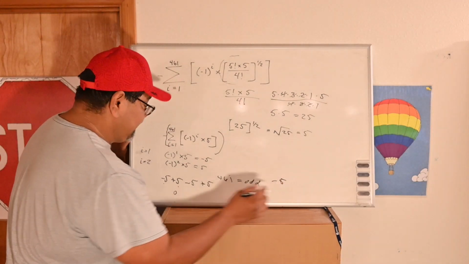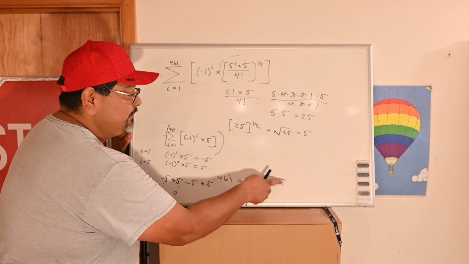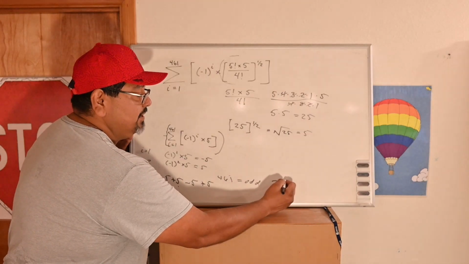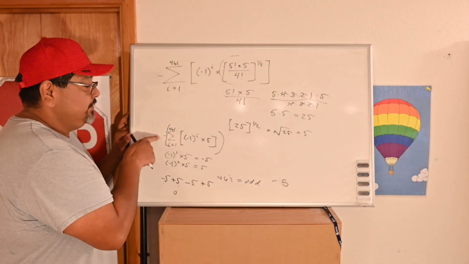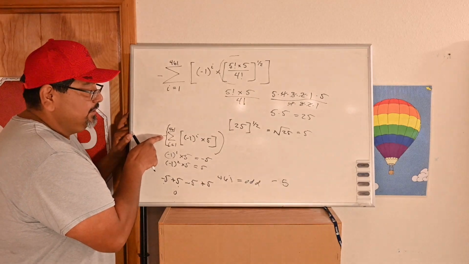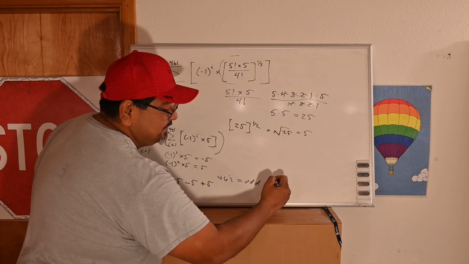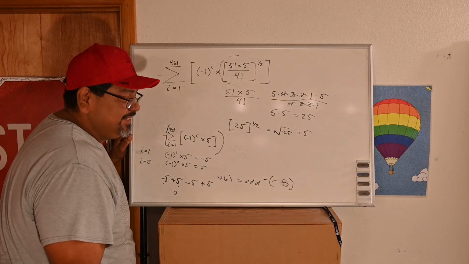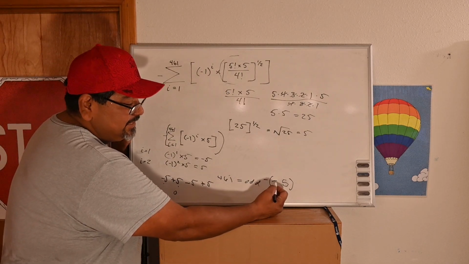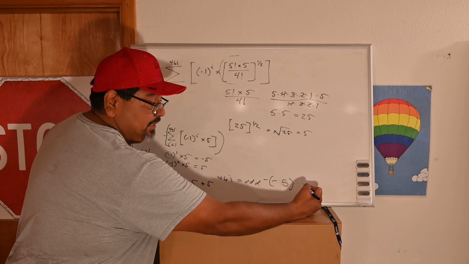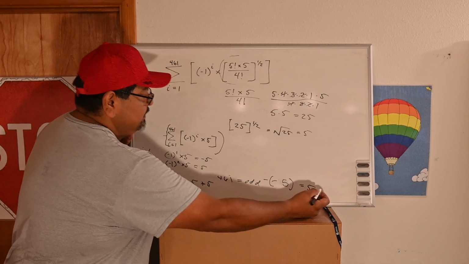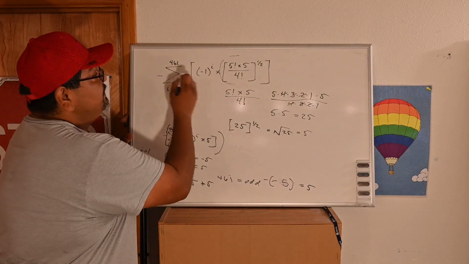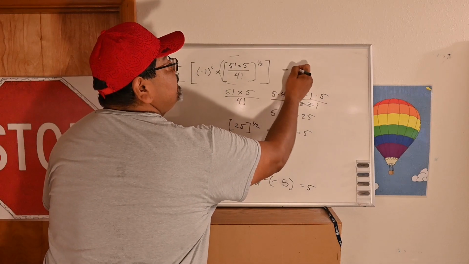But don't ever forget what they wrote out here. There's a minus out there. So it's actually going to be minus a minus 5. So the answer to that is 5, because minus 1 times minus 5 is equal to 5. So the answer to this is 5.